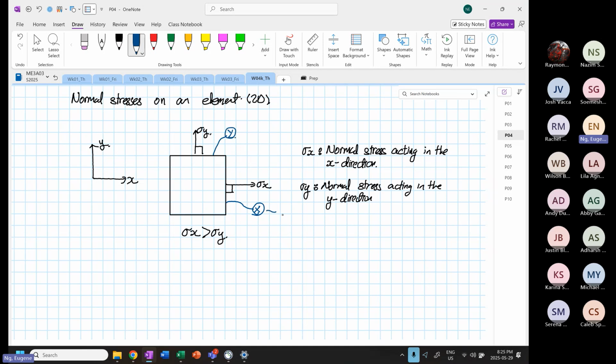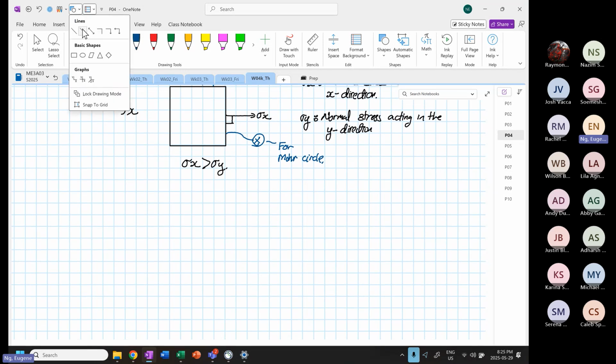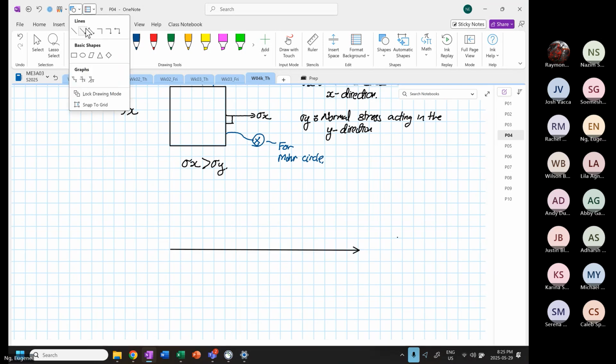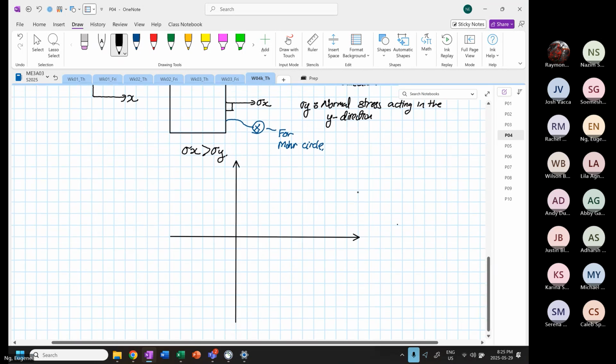Now these are for Mohr circle. Okay. So now I'm going to sketch Mohr circle. Okay, this is just a sketch. So on Mohr circle, we have an x-axis, and then we also have a y-axis. So the x-axis is the normal stress, right? The y-axis is the shearing stress.